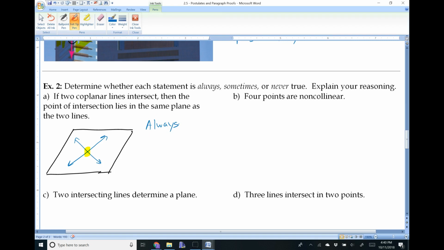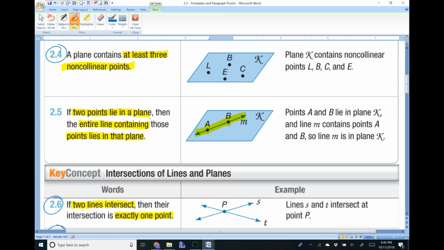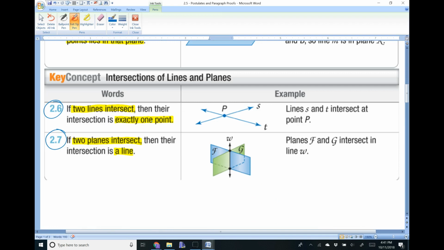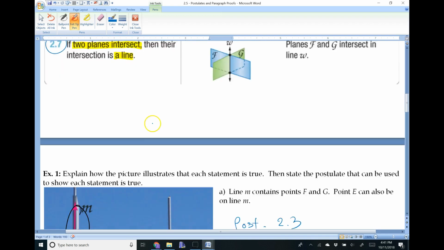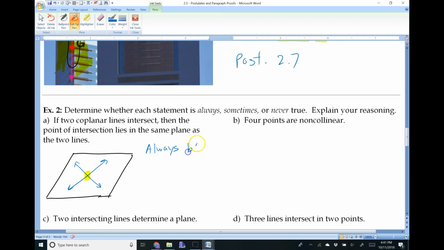And why? What postulate is talking about lines intersecting and being on the same piece of paper? Postulate, take a look at it. Or having a line in a piece of paper, postulate 2.5. Right? 2.5 and 2.6 here. Postulate 2.5 and 2.6 is intersecting lines, right? So you say because of postulate 2.5 and 2.6, right? Alright, so let's go on to the next one.